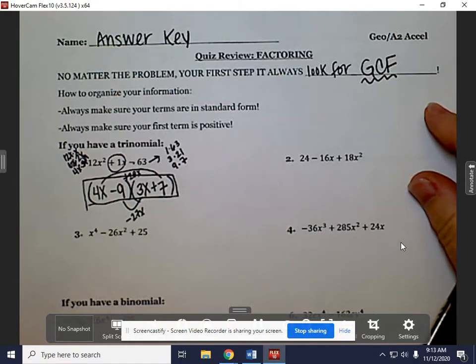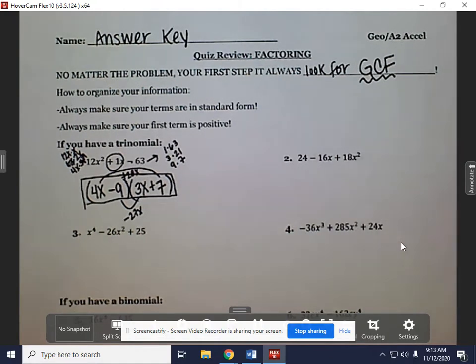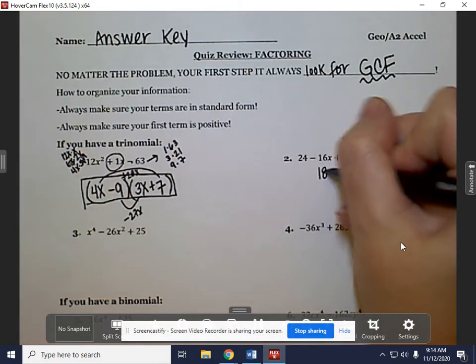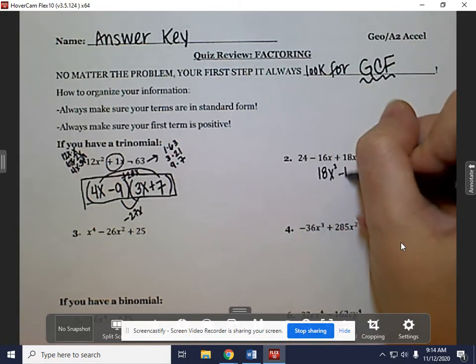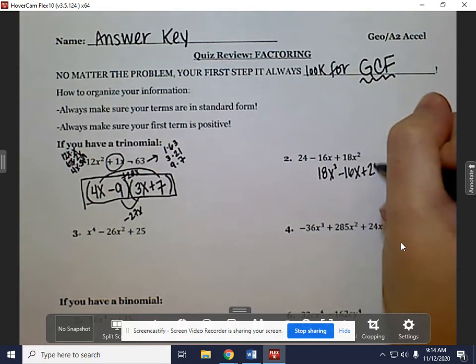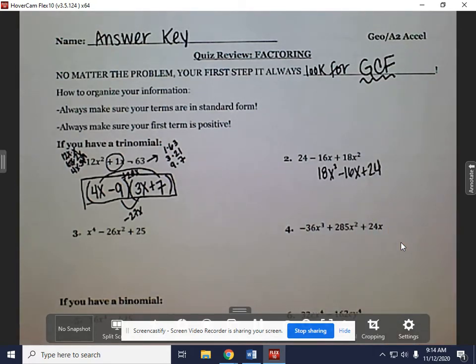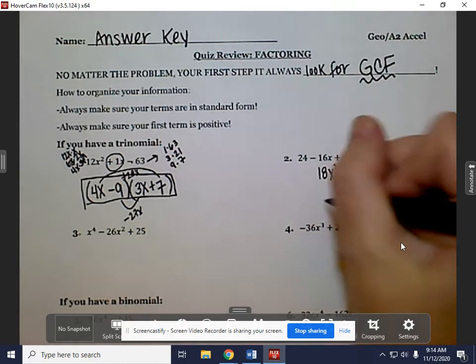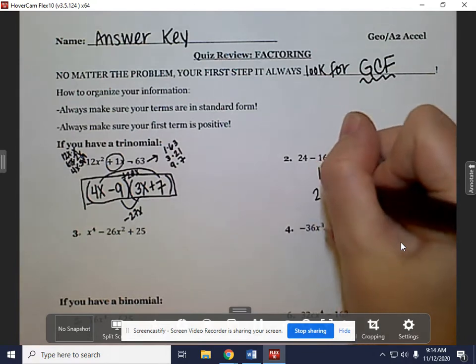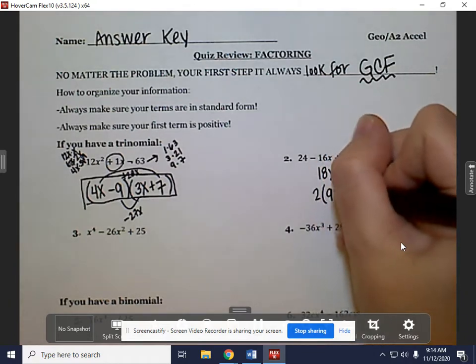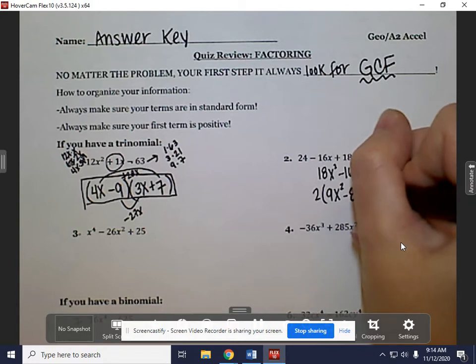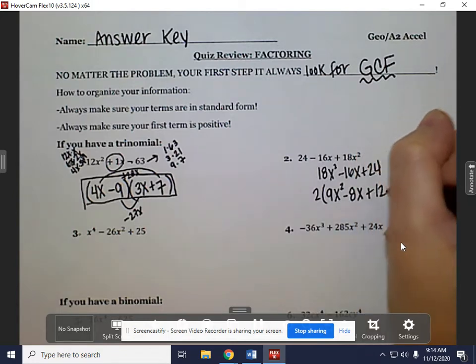All right, so not too terrible. It's really just about that guessing and checking step and making sure you have all your factors. As I'm looking at number 2, I'm like, hey, wait a second. This is not in standard form. That's what I need to do first. Put it in standard form. I have 18x squared minus 16x plus 24. And then I also notice, quick scan, there is a GCF of 2. I would be left with 9x squared minus 8x plus 12.